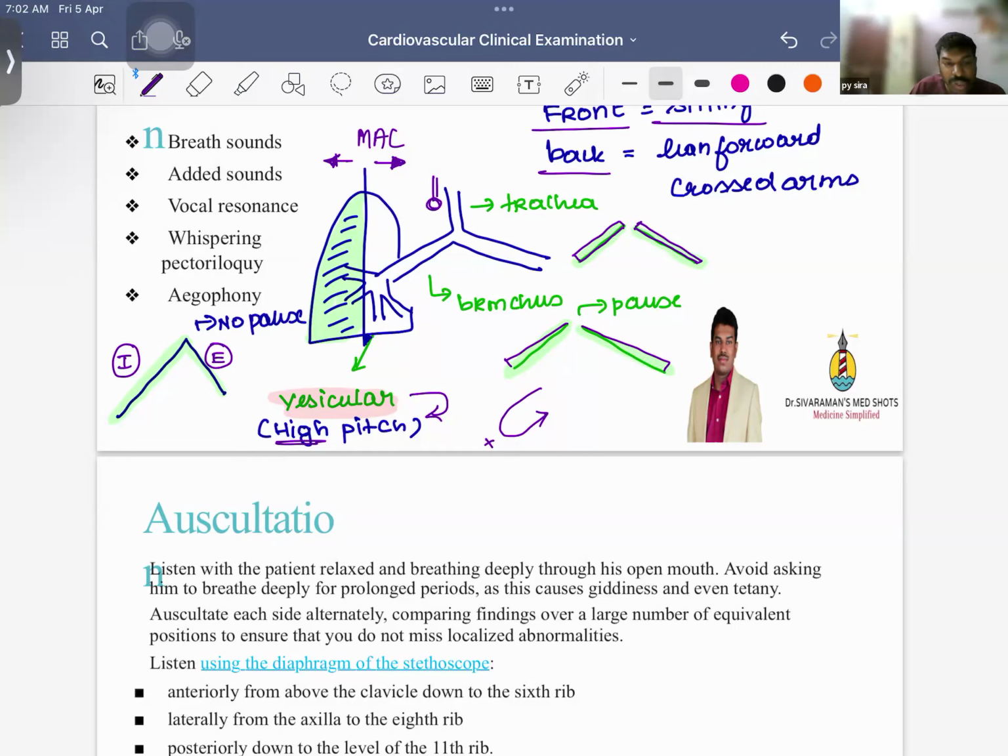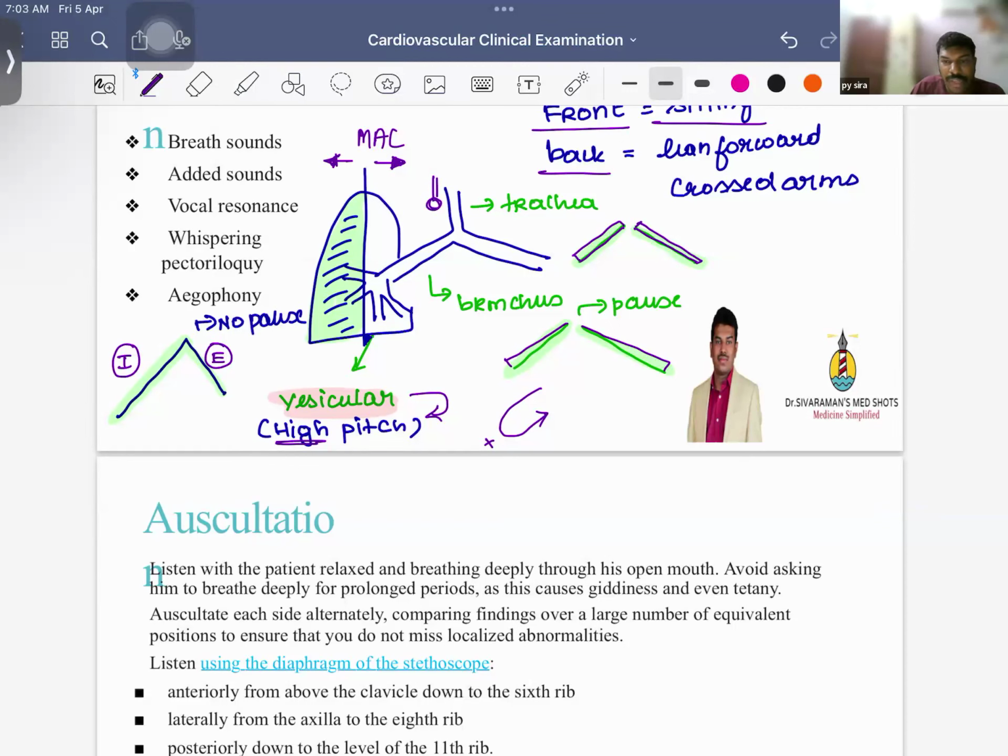Even though the sounds are not of a special quality, that is, even if you do not hear them distinctly, the sound has a chance of being somewhat high pitched, and this high pitched sound is going to be the normal vesicular breath sound.